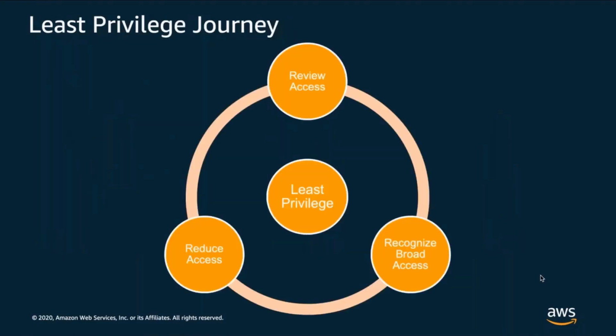As you add more resources, more accounts, more users, and build more in AWS, your permissions change and grow. So you achieve least privilege by continuously tightening permissions over time. And on this least privilege journey, you want to be able to review and understand your access. And in reviewing your access, you want to be able to easily recognize broad access. Once you identify broad access, you want to make decisions on how to modify permissions to reduce access.